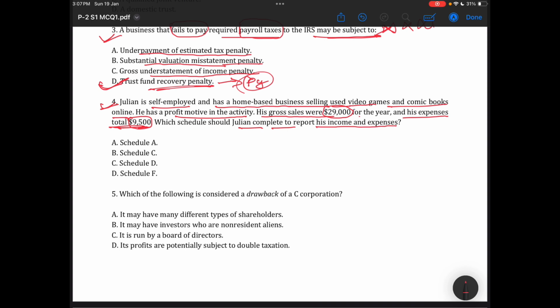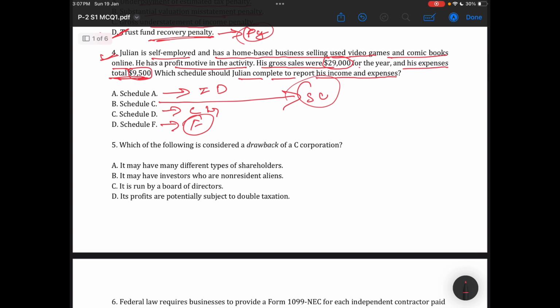So as you know, Schedule A is itemized deductions, Schedule D is capital gains, Schedule F is farm income, so here it belongs to Schedule C. If anyone is not understanding Schedule C or all the schedules, please do comment, and I'll make a separate video in detail for each and every schedule, which will give you a better idea. So for right now, the most appropriate answer is Schedule C.